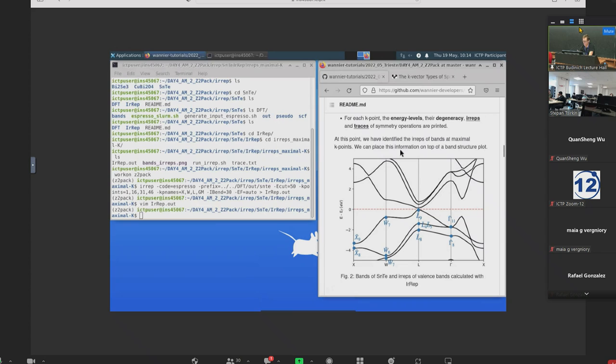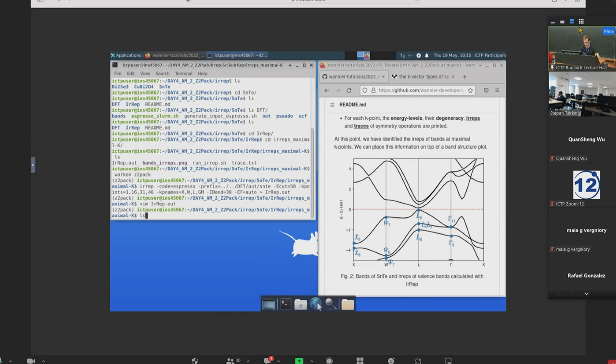So we have the irreducible representations of our valence bands, but we don't know yet whether they are topological or not. For that, we have to take these irreducible representations and check if, as Maia said, they can be written as a linear combination of EBRs. If they can be written with integer positive coefficients, then our bands are trivial, and otherwise they are topological. So we have to do this work.